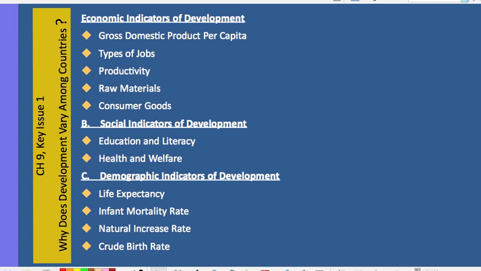This is the beginning of the Development and Industrialization Unit, Unit 6. And the first key issue, we're just looking at some basic key terms in economic development. This is how Rubenstein's textbook is set up with all these different terms. So we'll go through specifically why does development vary among countries.